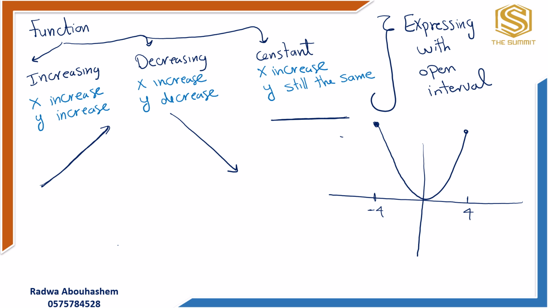Now, as you see here, there's a graph. The graph starts from negative 4 to 4. So I need you to express the interval where the function is increasing and decreasing. As you see here, it's decreasing from where to where? From negative 4 to 0. While expressing the interval, you have to make it open. So it's decreasing from negative 4 to 0. Then it's increasing from 0 to 4.